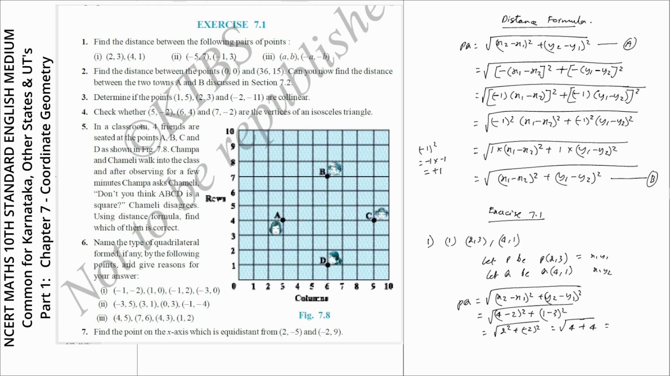So here square root of 4 plus 4. 4 plus 4 is 8. Now 8 I can write as 2 into 2 into 2. 2 2s are 4, 4 2s are 8. So I can group these two and take them outside. So I can write this is equal to 2 root 2. So the distance between point P and Q is 2 into root 2.